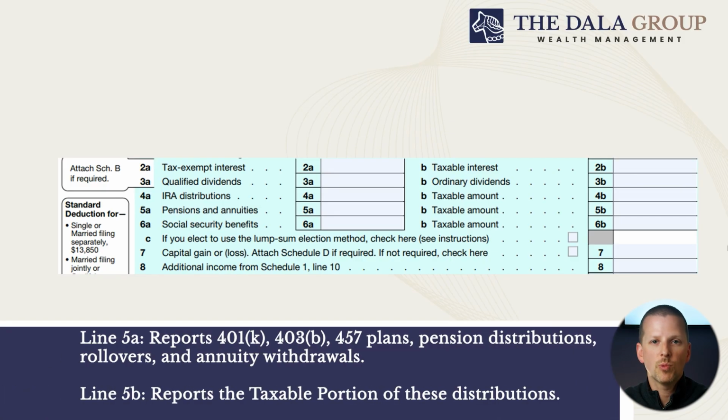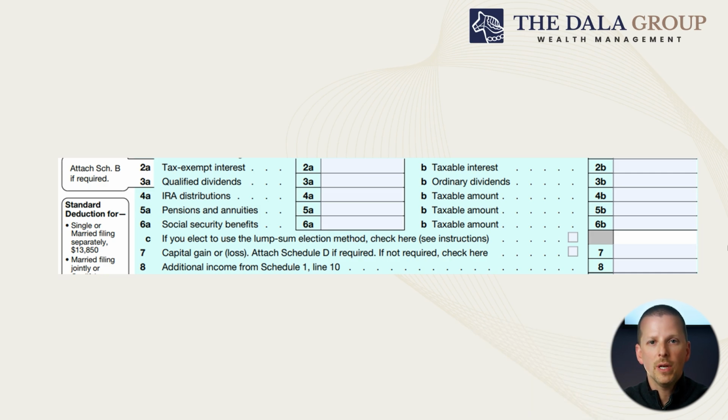Line 5A is where we report 401k, 403b, and pension distributions and rollovers. We also include annuity withdrawals on these lines. We don't tend to see errors on these lines other than if the rollover is reported incorrectly. For any direct rollover in which the check is made out to the receiving institution, the rollover amount will be listed on line 5A and not on line 5B, as it is not a taxable distribution.